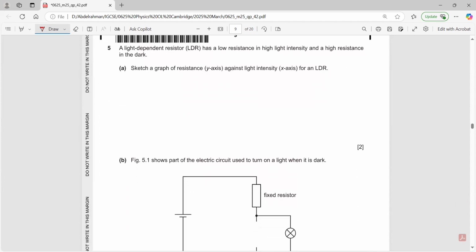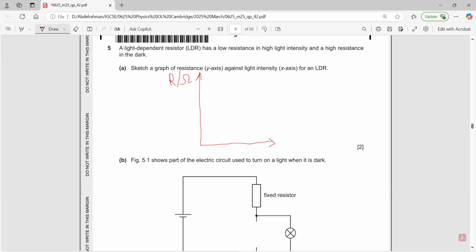A light-dependent resistor, LDR, has a low resistance at high intensity and a high resistance in the dark. Sketch a graph of the LDR. Can I sketch the graph of the LDR? Yes, definitely. We have the y-axis and the x-axis. Write down the resistance on the y-axis and the light intensity on the x-axis, since he said so.